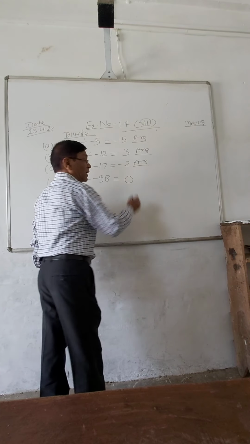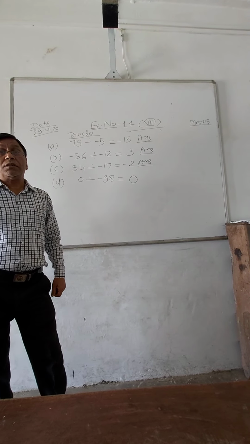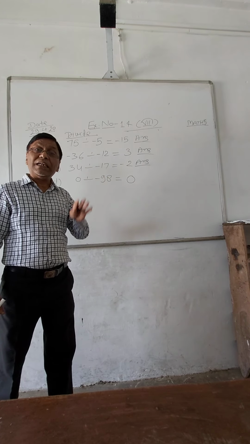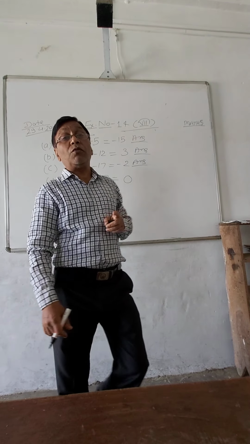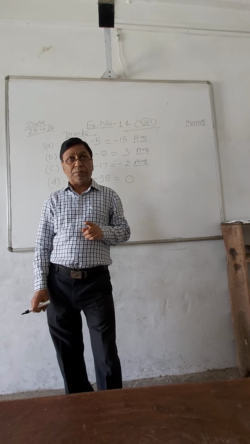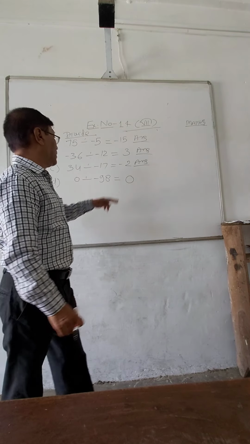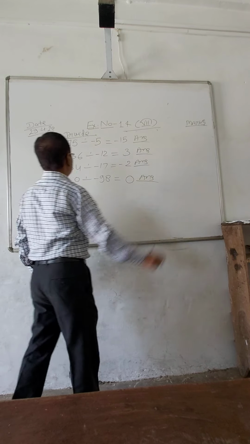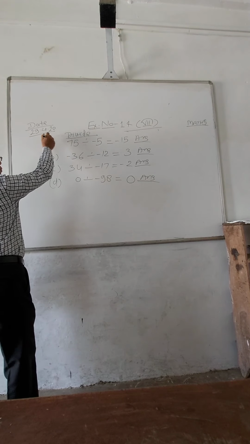Now for the sign, what sign will you put? Either negative or positive? In case of 0, 0 is neither negative nor positive. So the answer will come 0. So this is question number 1.